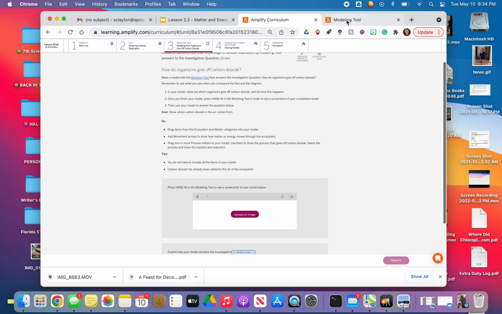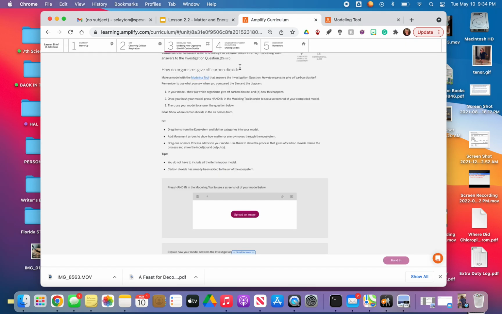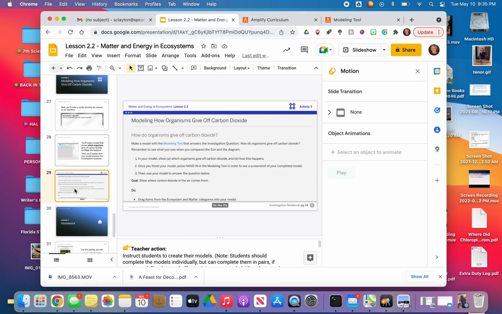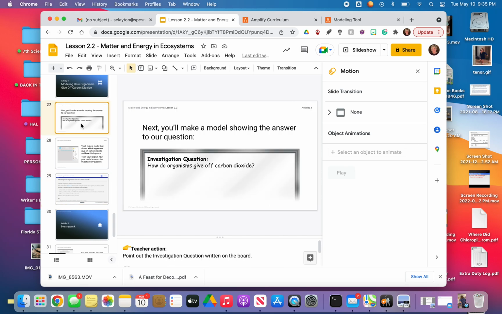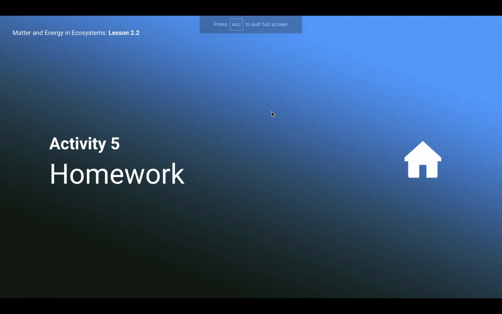Once you're finished with this modeling tool, make sure that you hand in and then come back here to the curriculum. And you may have to refresh this, but this will populate. And then down here, you're going to answer how the model explains or answers the investigation question. And the investigation question, again, is... oh golly, what was it again? I forgot. Hang on. Oh, here it is. How do organisms give off carbon dioxide? Okay. Once you're finished with that, you guys, you're done for the day.